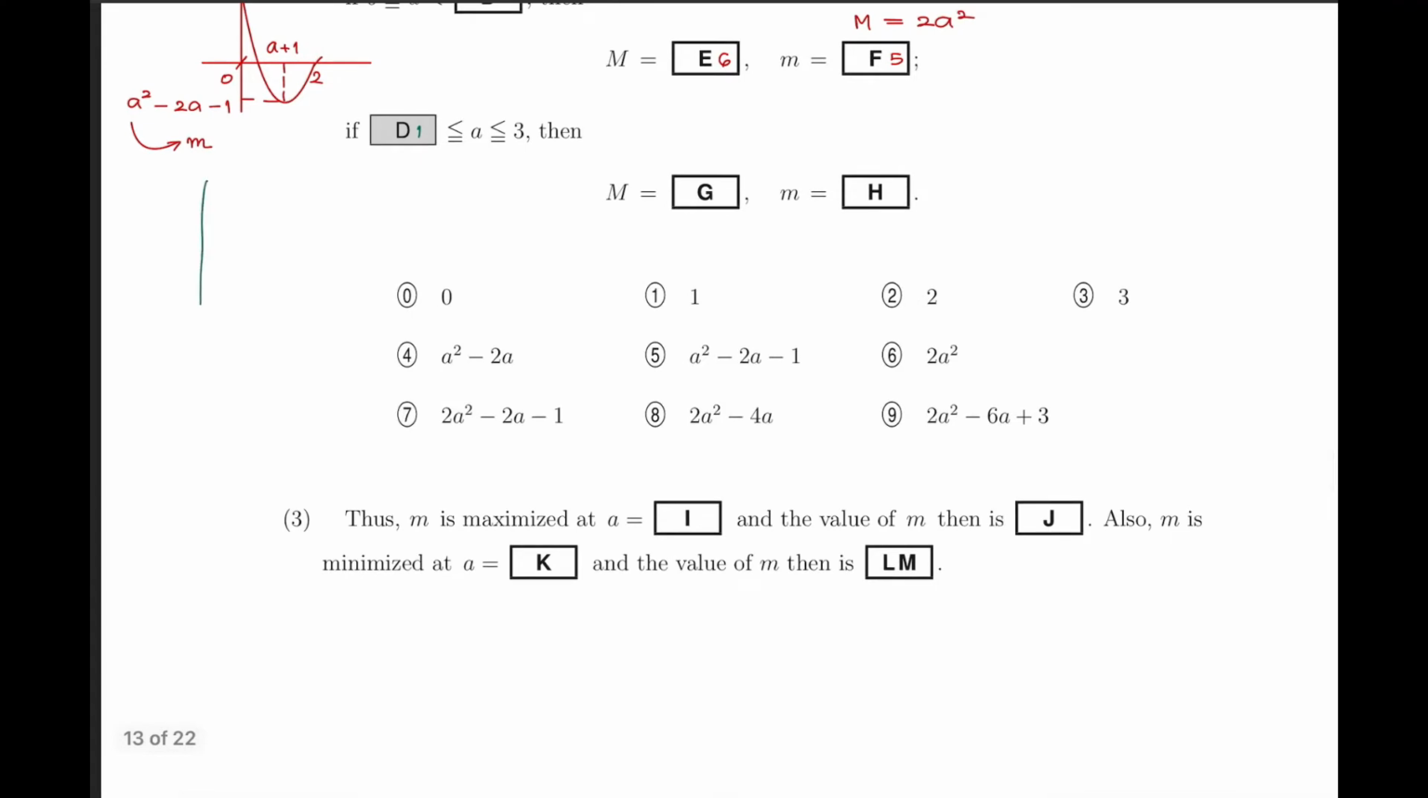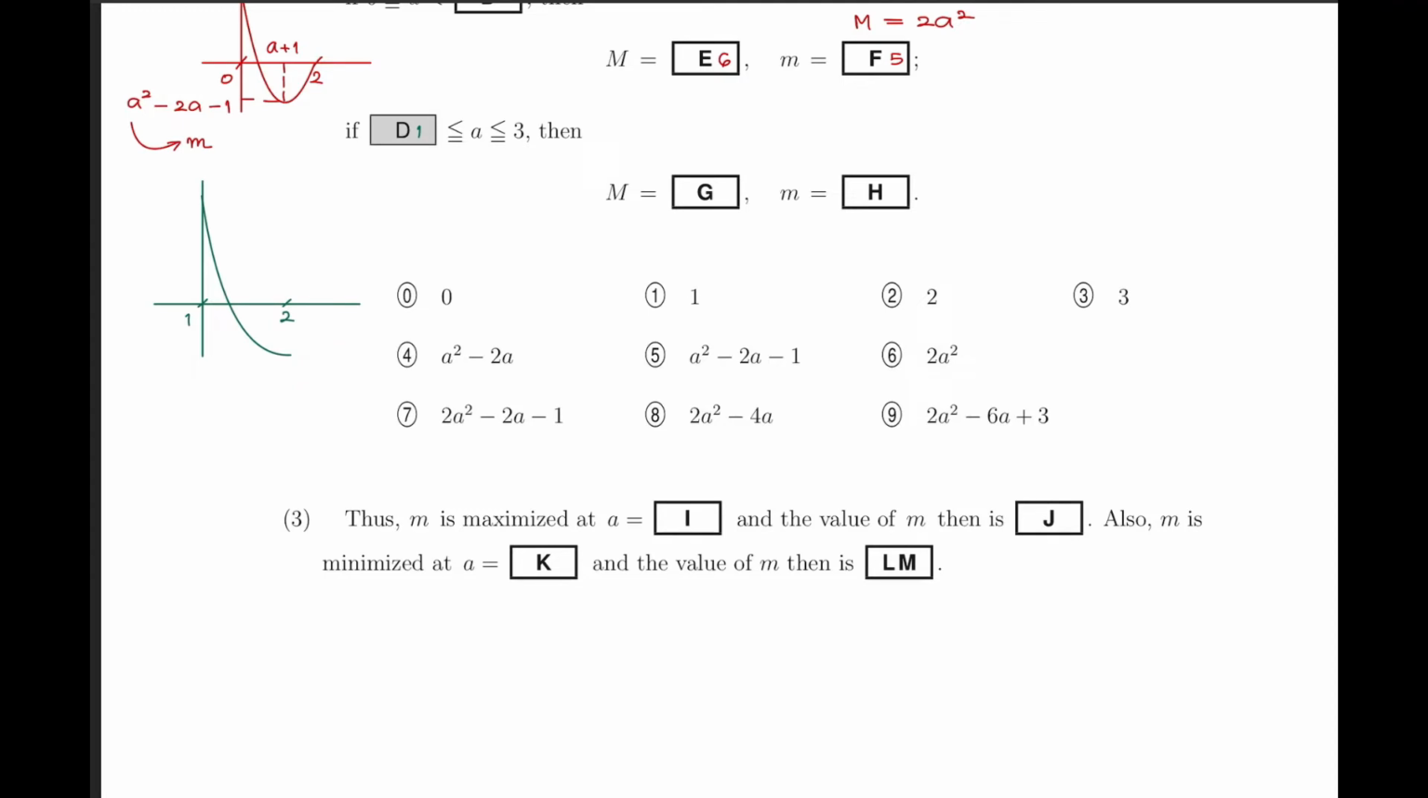If I draw a curve, it should be something like this. This is 1 and then this is 2. The axis of symmetry is exactly at 2 or outside. So our graph is something like this. The axis of symmetry can be outside of 2 or exactly at 2.